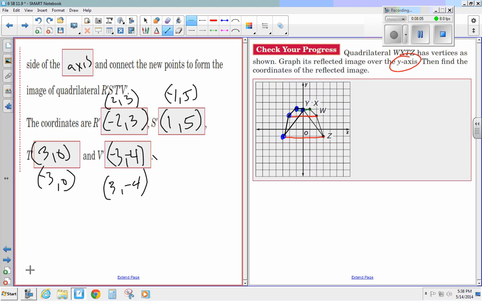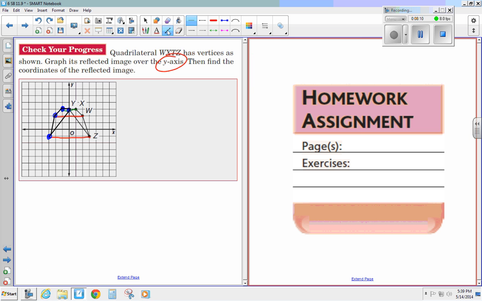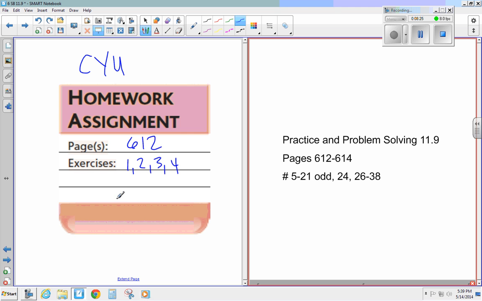All right, so do your best on the CYUs, which are on page 612. Rewatch the video if you need to. You should do exercises 1, 2, 3, and 4. Of course, in class, we will work on these problems here.